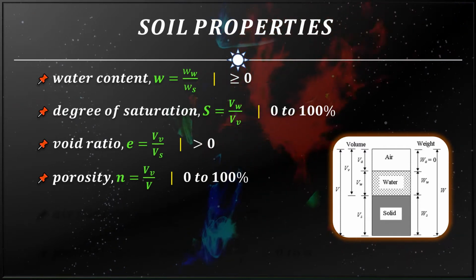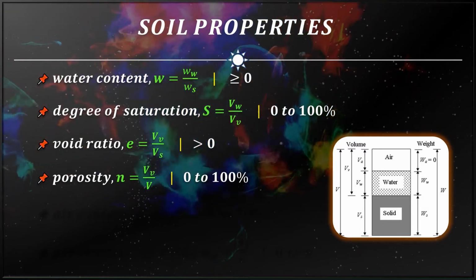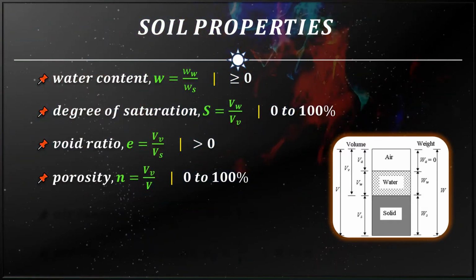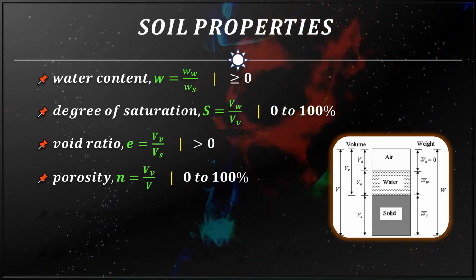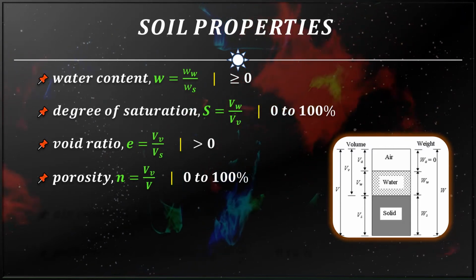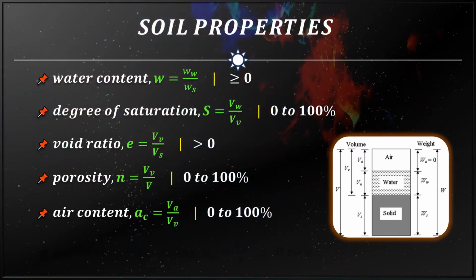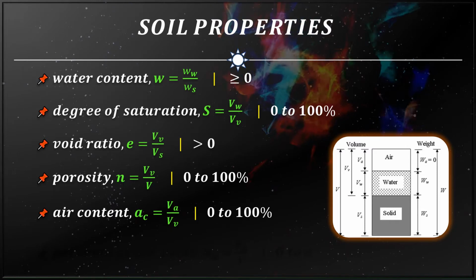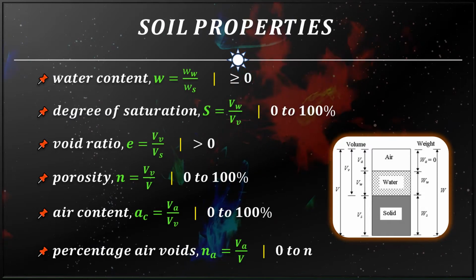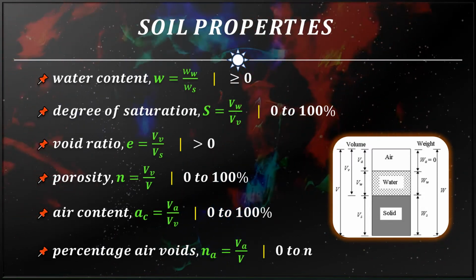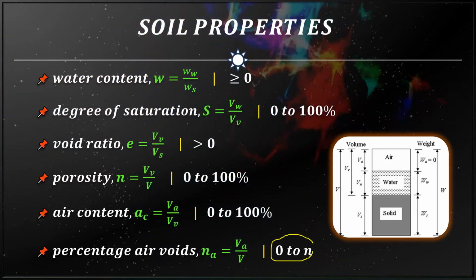And porosity is also related to the void ratio, but the only difference is that void ratio takes only the volume of solids into account, but porosity takes the total volume. So that's why n is equal to the ratio of volume of voids to total volume of soil, and it has the range of 0 to 100%. And air content, what is air content? Ratio of volume of air to volume of voids. So it also has the range of 0 to 100%. And percentage air voids, that is n suffix a equal to Va by V, and it has a range of 0 to n.